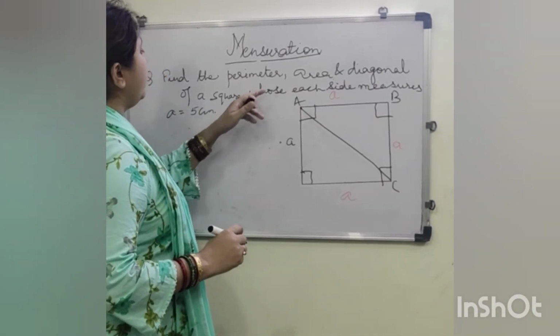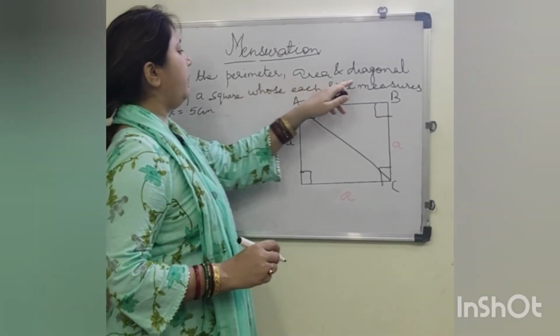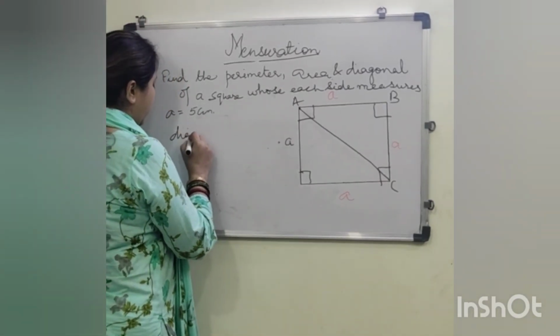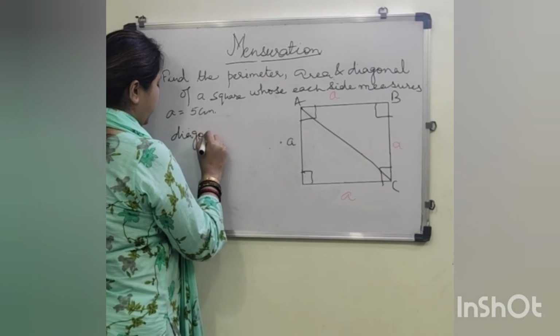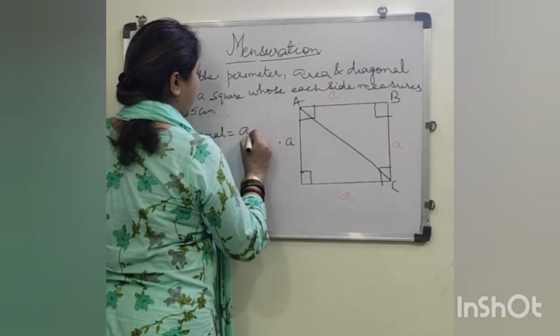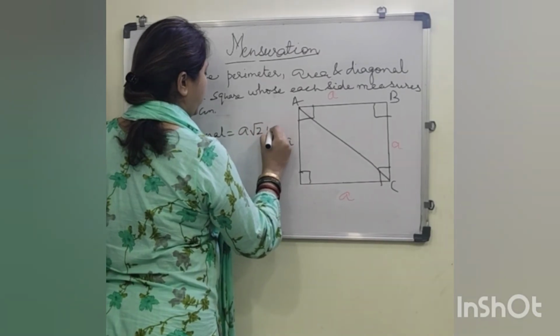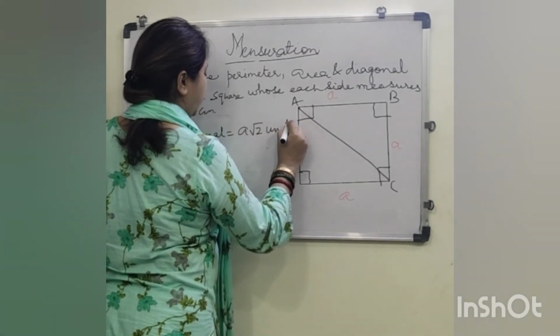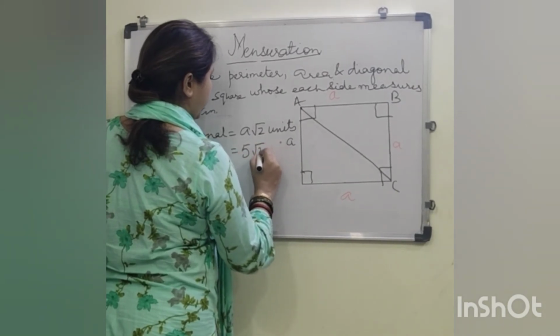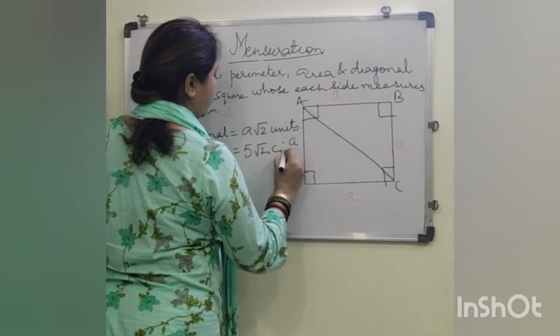Now let us continue. We have calculated perimeter, we have calculated area, diagonal is left. So diagonal is equal to a root 2 units. That means only in place of a you write 5 and it will be your answer. Root 2 as it is and centimeter.